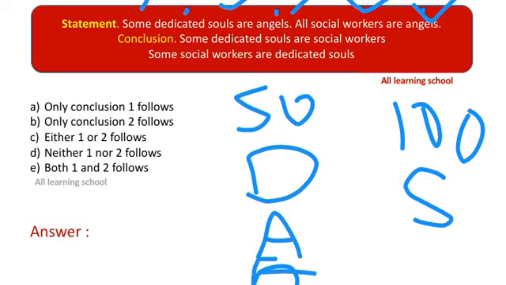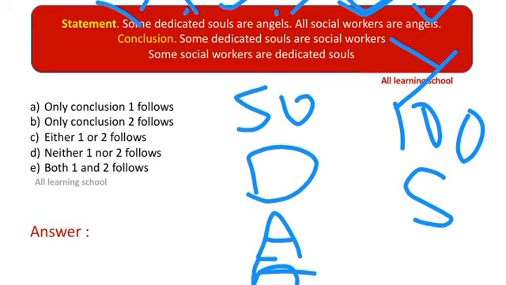As these two statements cannot be merged, now we look at whether there is any exception case. I have told you the exception: if there is no need for merging, like two words are taken from a single statement. Some dedicated souls are social workers. Dedicated souls are in the first statement, social workers are in the second statement. It needs merging, so it will be wrong because these two statements cannot be merged.